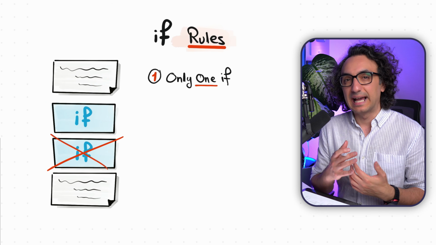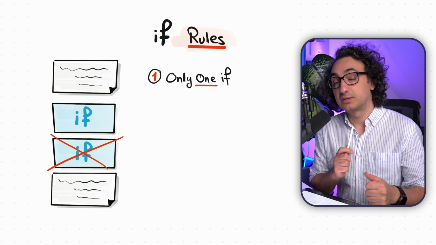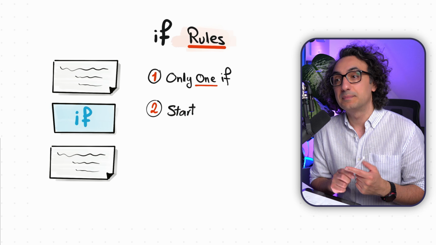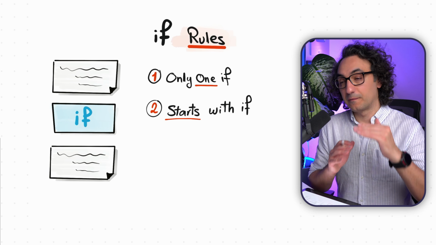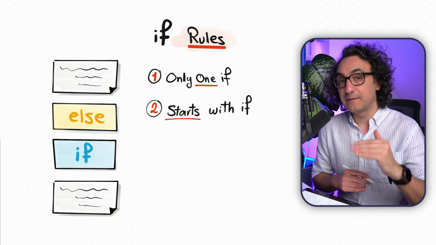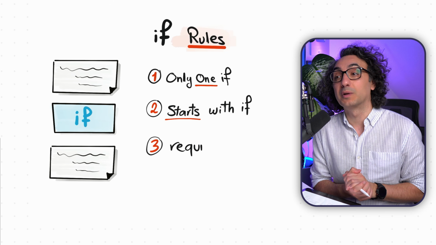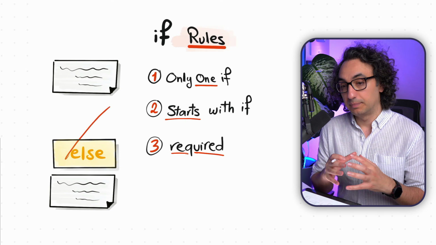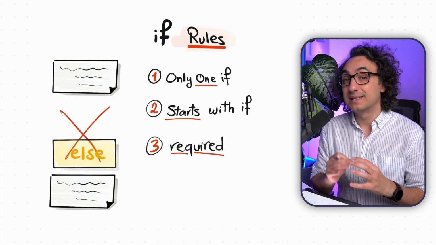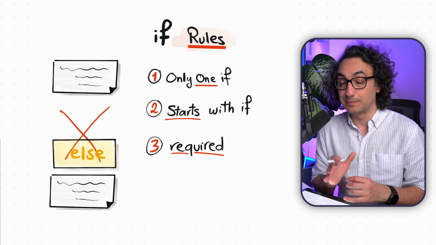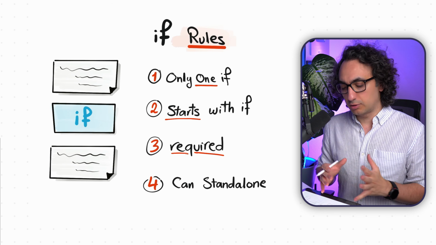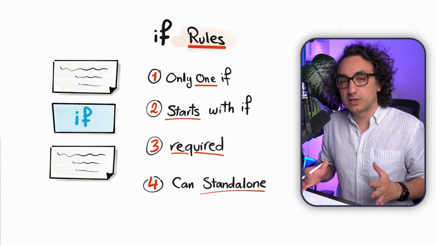So we cannot go and add multiple if statements. It's only one. The second rule, it must always come first. So the first thing that we do is to define the if statements. We will understand this later as we progress. And it is required, it is not optional. So if you are building conditional statements, you must always include if. You cannot skip it. And it can stand alone, so you can have only an if statement like this without any other statements.